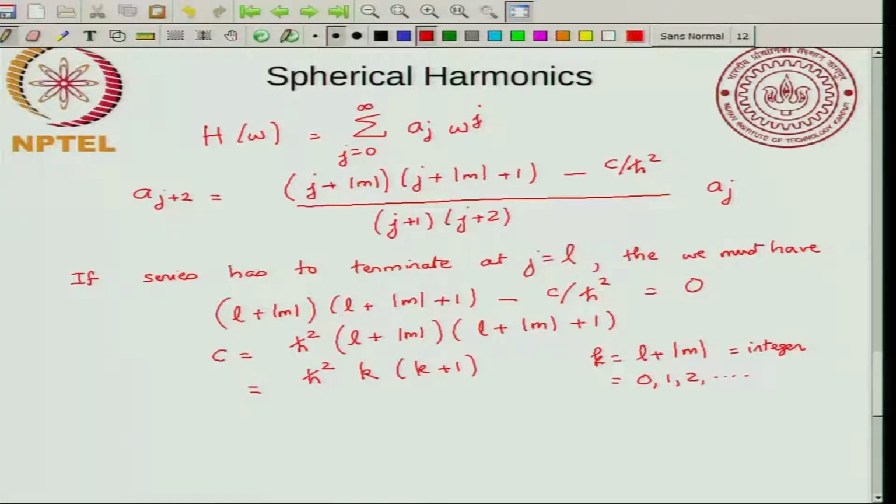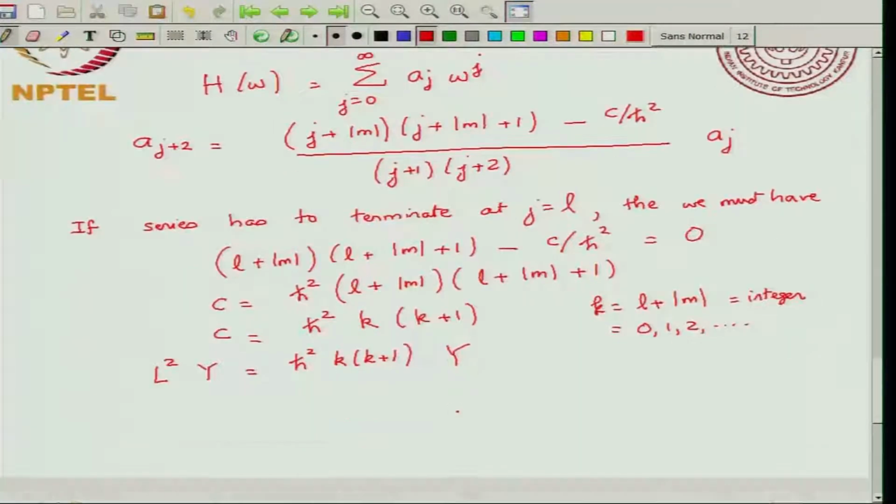So this is the eigenvalue of L squared. What you can say is that L squared Y is equal to h cross squared k(k plus 1) Y, where k is some integer. This is a very well known result that we use to characterize the states of a rigid rotor in quantum mechanics. And we saw how we can get this by using the power series method.